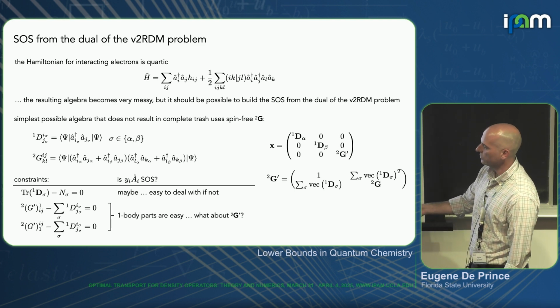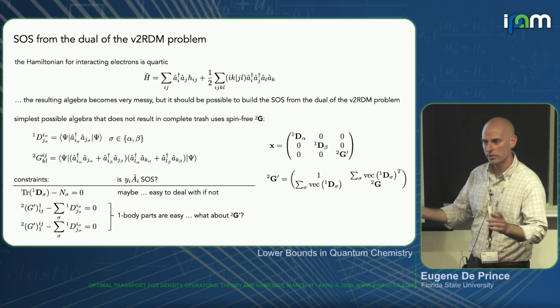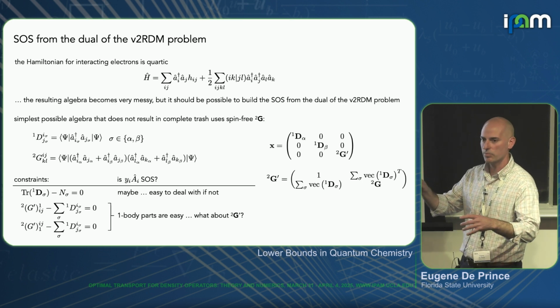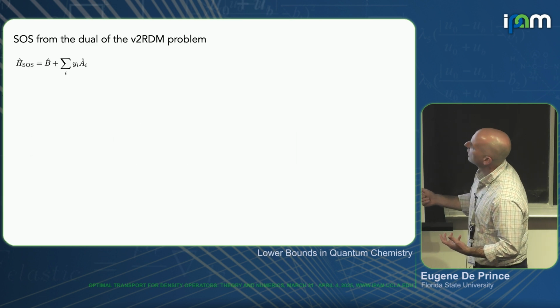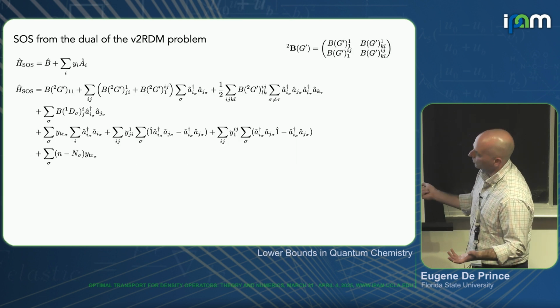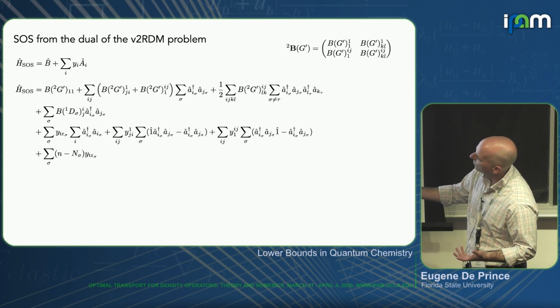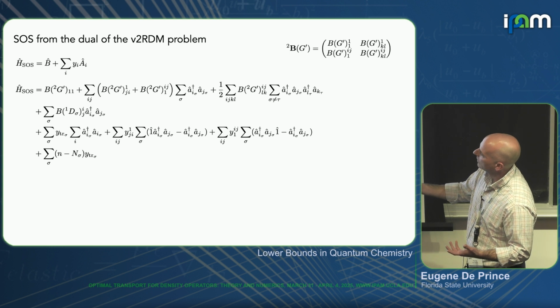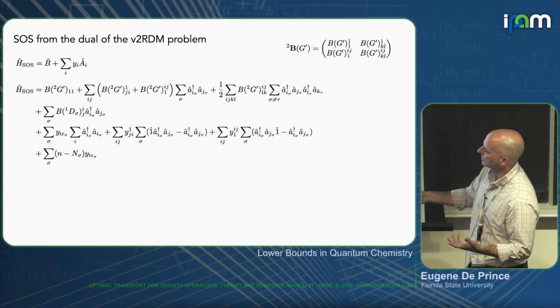What about these parts involving G2? In general, these could be very nasty to deal with, because the algebra is more complicated. I can't just decompose G and move things to 2 different sides. It's more complicated. But this case ends up being really simple. If I write down my SOS in this way, I have the part that depends on B, I have the part that depends on the constraints, and I have the part that depends on the constants.